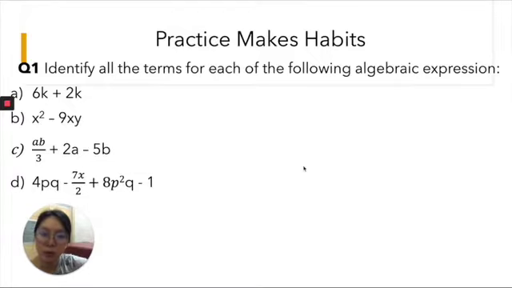So with this, I would like you to try out Practice Makes Perfect question number 1. Identify all the terms.